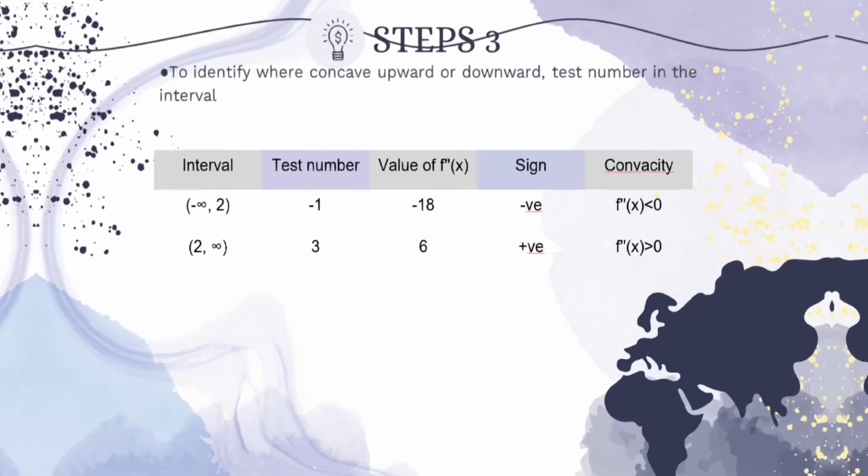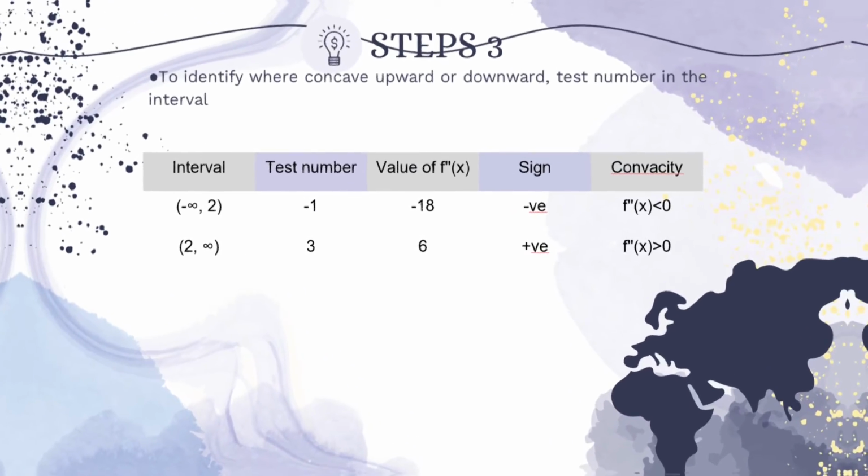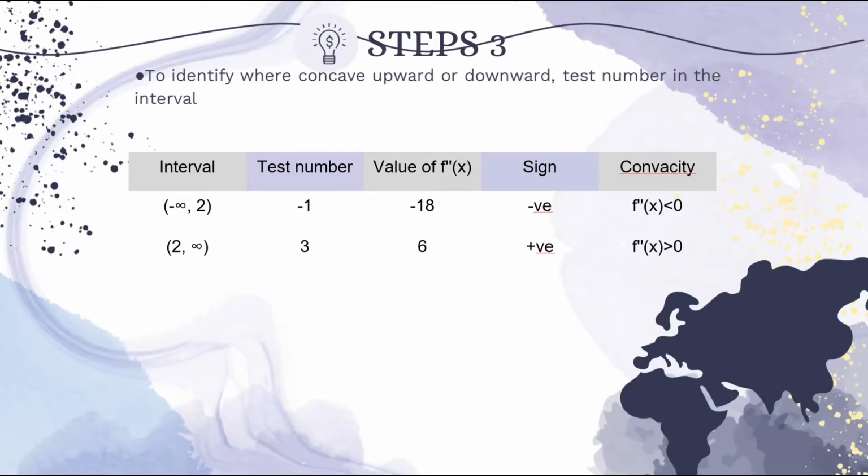Alright, so go to step 3, to identify where it is concave upward or downward by testing a number in each interval. To make it more organized and easy to see, you can first list down the intervals in a column. Then in the second column, you can insert the number that you wish to test. The criterion is that it must be within the intervals. So in this case, I have chosen -1 and 3 to test the value of the second derivative of f.